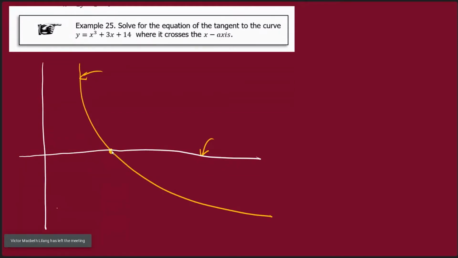Okay, of course you have to start somewhere. What would be the value of the x-axis? What is the equation of the x-axis? Y is equal to 0. Okay, y is equal to 0. So the equation of the x-axis is y is equal to 0. Di ba? Y is equal to 0.